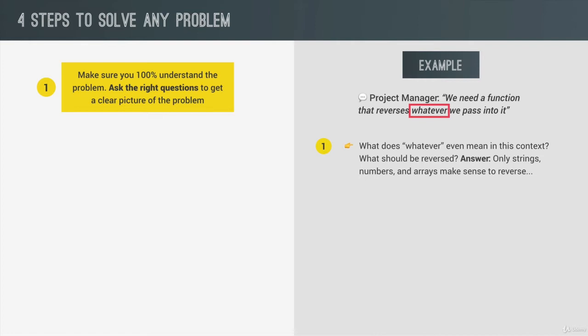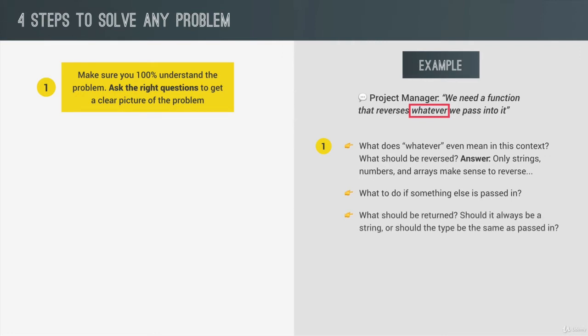Then, after we have that figured out, we can ask, what should we do if something else is passed in that is not a string, number, or array? How are we going to handle that? It's also relevant to ask, what exactly should be returned from the function? For example, should it always be a string, or should the type be the same as was passed in? Well, in this case, probably we should always just return the exact same type that was passed in.